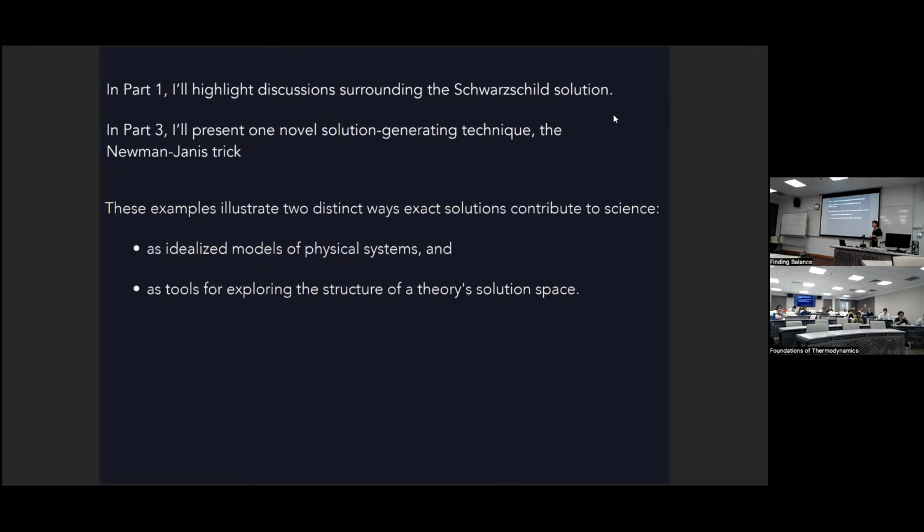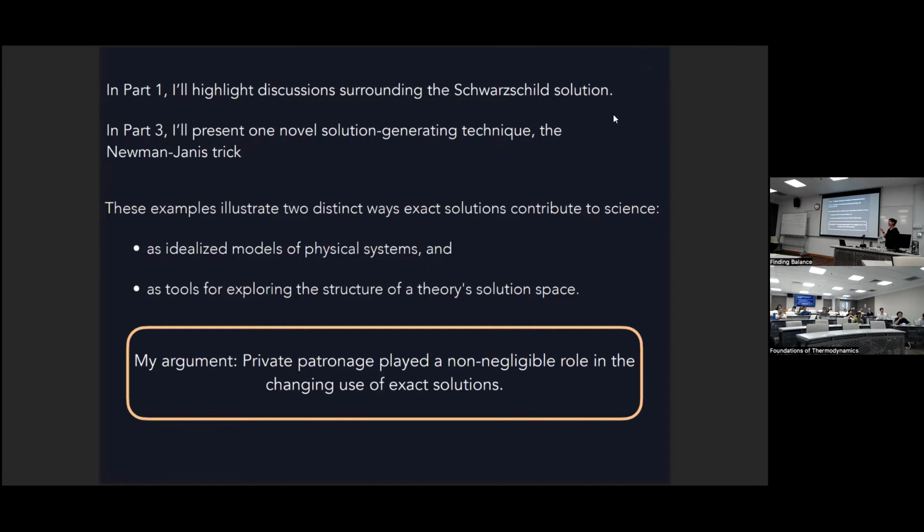So these exact models, or as I'll claim, equilibrium solutions, you might think about them for the purposes of GR as equilibrium solutions, go from being idealized models to a different kind of epistemic role in theory-based exploration. Okay, and here's the upshot. Private patronage played a non-negligible role in the changing use of exact solutions. That's what I'm going to try and argue for you today via a little bit of history.